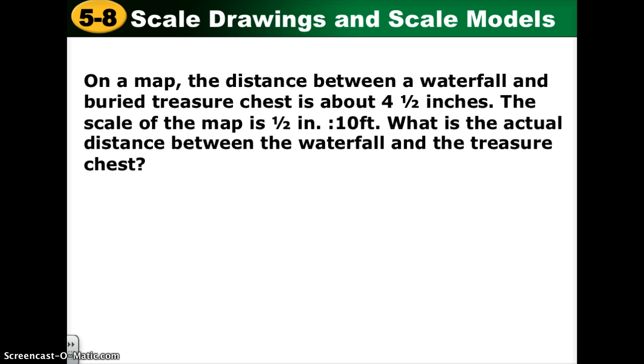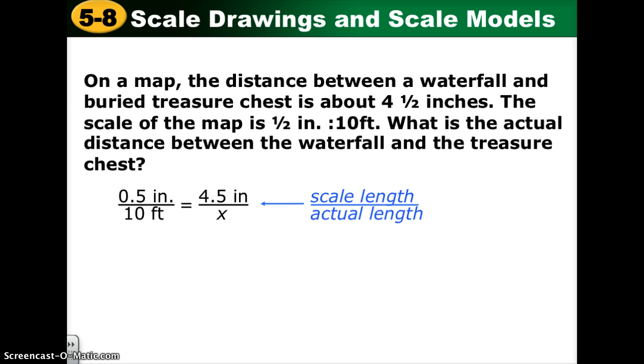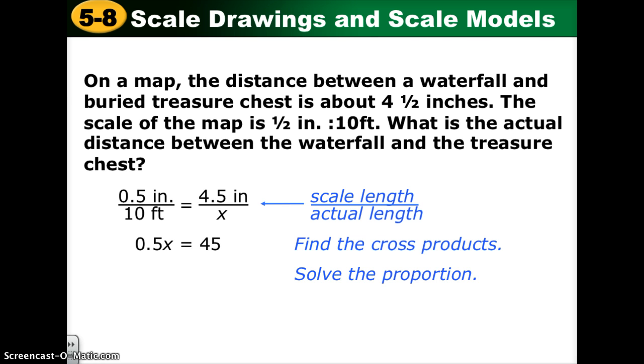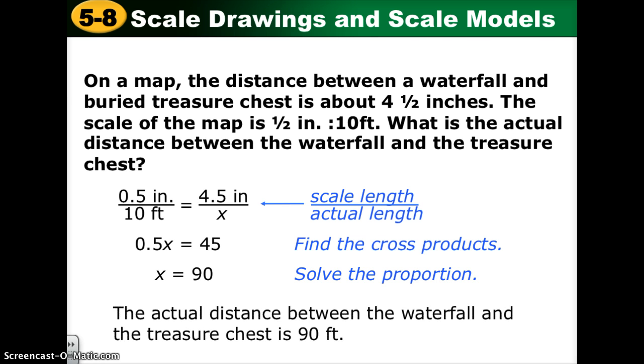On a map, the distance between a waterfall and buried treasure chest is about 4.5 inches. The scale of the map is 1/2 inch to 10 feet. What is the actual distance between the waterfall and the treasure chest? So if 1/2 an inch compares to 10 feet, and that's equal to 4.5 inches over x feet, we're taking the scale length over the actual length, cross multiply and divide, x equals 90. With the label unit feet, the actual distance between the waterfall and the treasure chest is 90 feet.